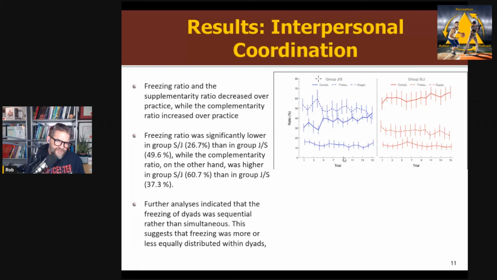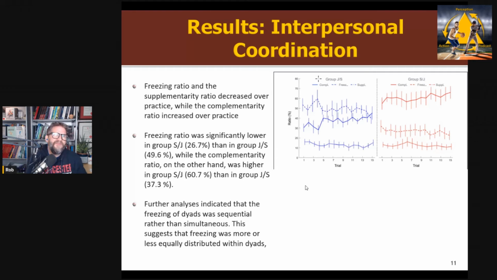The complementary ratio was similarly higher in the solo to joint group, 60%, and then in the group that went joint to solo, 37%. What they also did, I'm not going to go into super detail, is analyze freezing on an individual level, right? So they looked at whether the reason there was more freezing is because there's just more individual freezing, or whether it was happening at the same time.